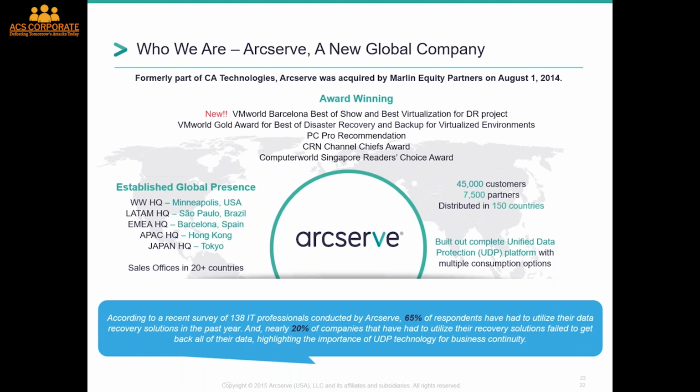In terms of the company, we are a large company in the fact that we've got over 45,000 customers. We have over 7,500 transacting partners. All the Arcserve technology is sold through our partner business. We don't sell direct. And we have global offices and HQs in different parts of the world. Our EMEA HQ is in Barcelona, in Spain, and we've got our head offices in Minneapolis in the US, and we've got offices in other parts of the world as well.